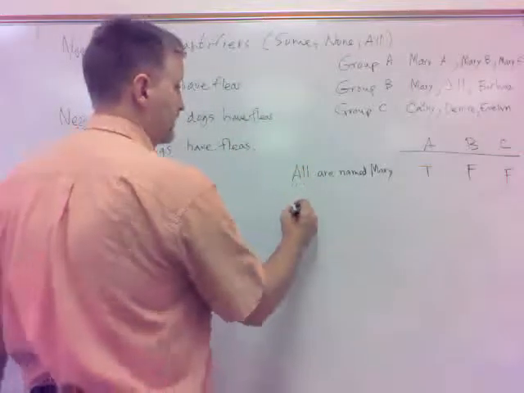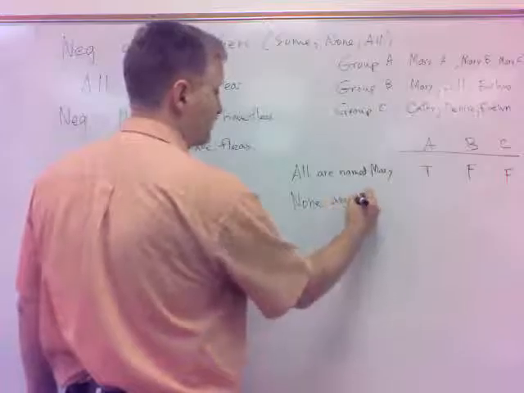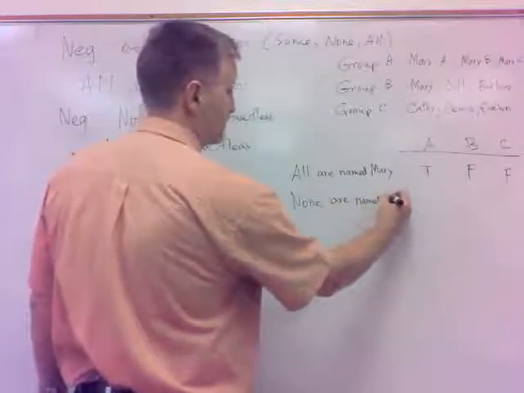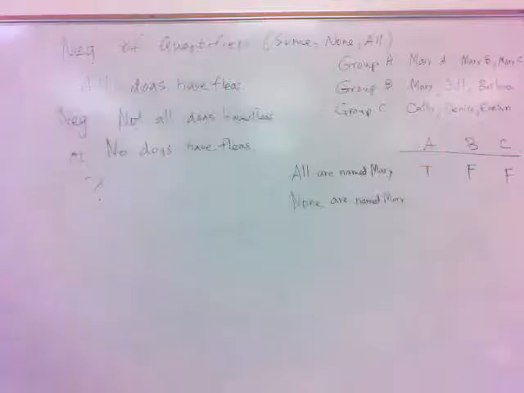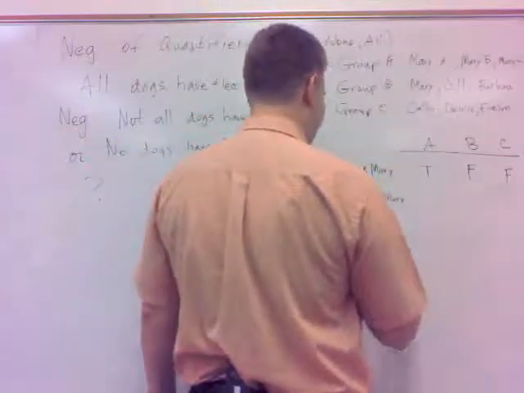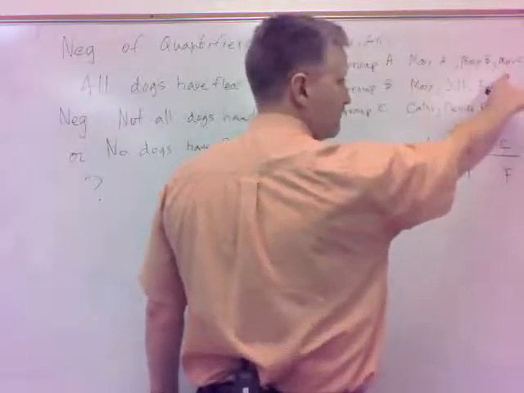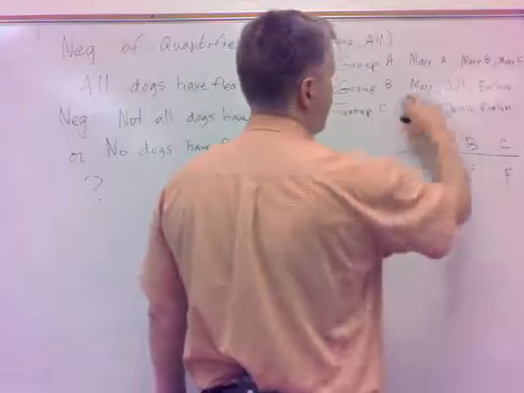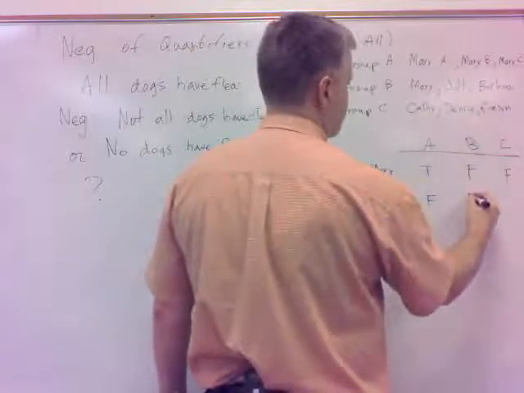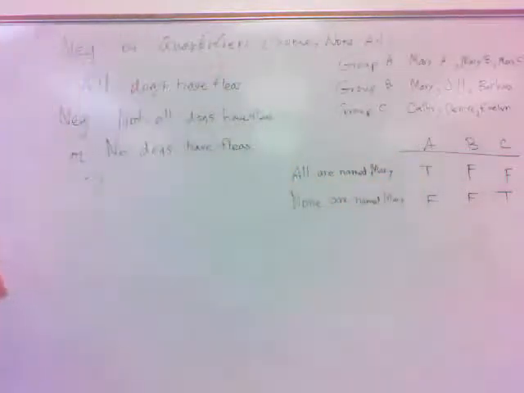And if you look at none are named Mary, or no person is named Mary, let's just see if that's a negation. If I ask this question on the test, and I put down the all statement, I'm going to get a no statement. But let's see if it's truly a negation. None are named Mary. Are none of them named Mary in group A? Nope, that's false. None of them are named Mary in group B. That's false. None of them are named Mary in group C. No, that's true. Fine. Is it a negation? Why not?